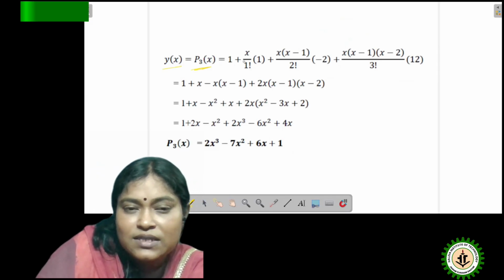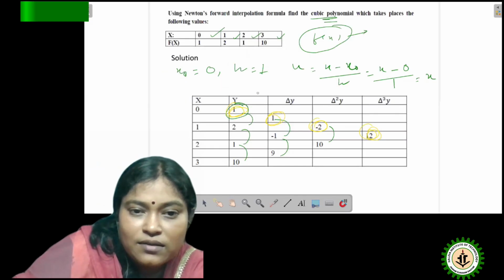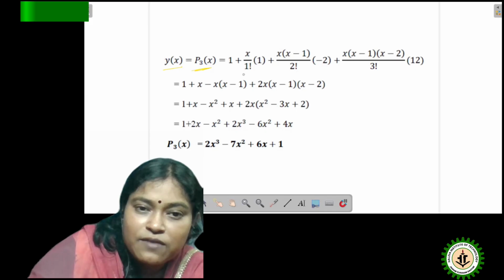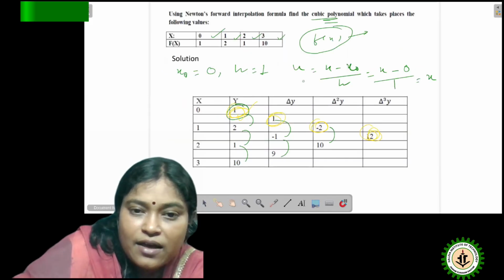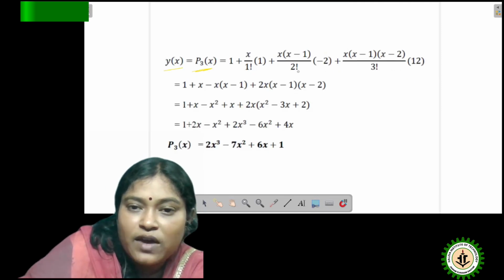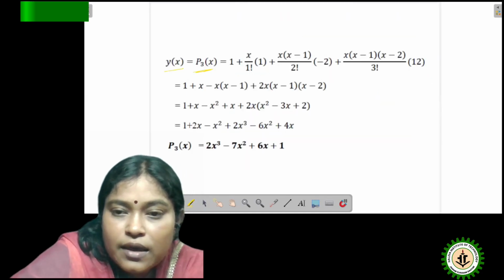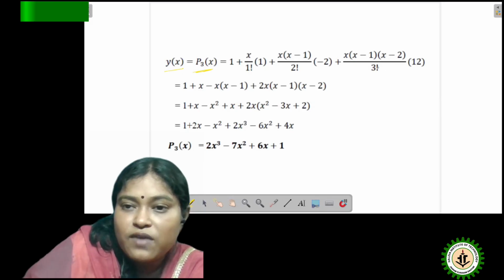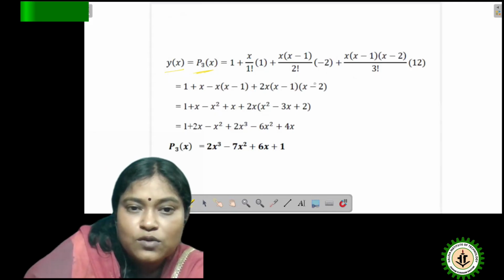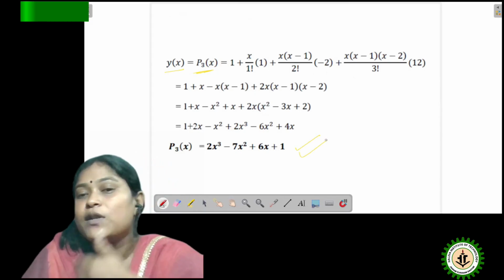So P3 you can denote it. f(x naught) is 1. Next, u, we have x by factorial 1 into delta f(x naught), that is 1. Next, x into (x minus 1) by factorial 2, delta square f(x naught) is minus 2. Next, x into (x minus 1) into (x minus 2) by factorial 3 into this 12. We put these values, then simply simplify. After simplification, we will get the polynomial.